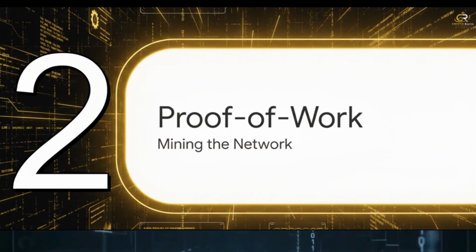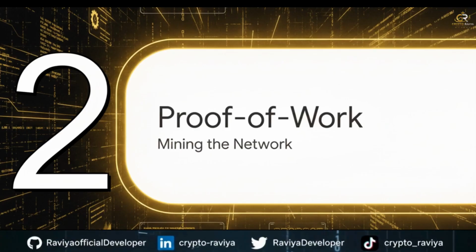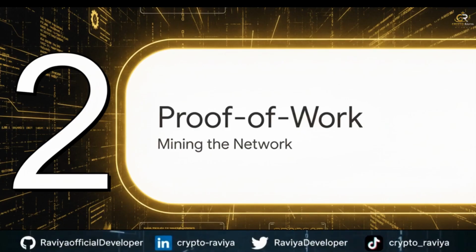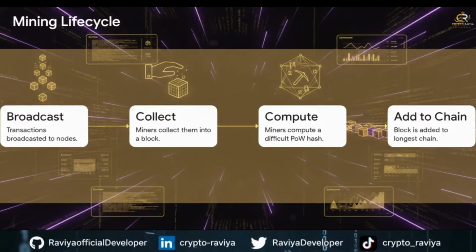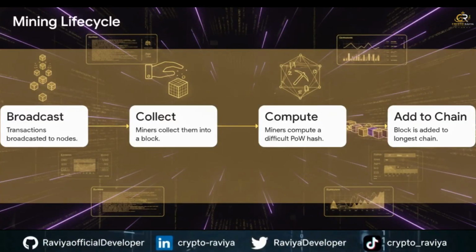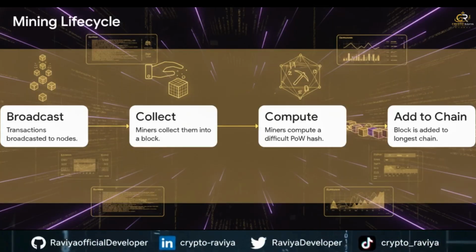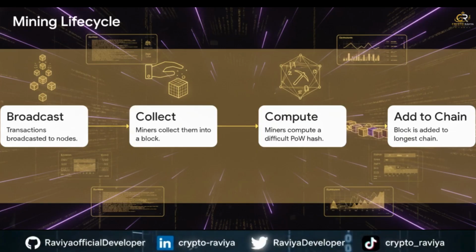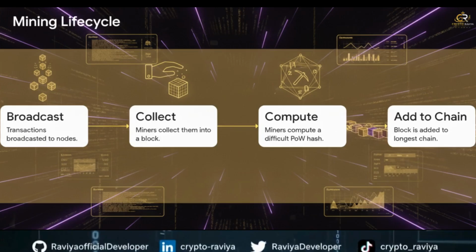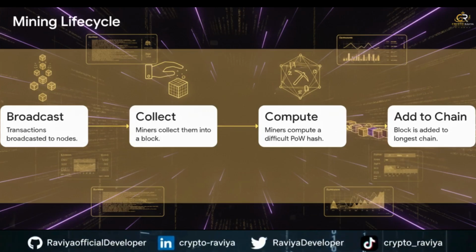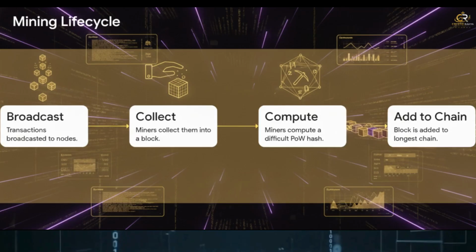And that takes us to section 2, proof of work and mining. We're peeling back the second layer now to look at the engine securing the network, which is fueled by pure energy and computation. So here's the step-by-step heartbeat of the whole network. First, new transactions are broadcast out to all the nodes. Then specialized participants, who we call miners, collect these transactions and bundle them into a block. Now, to lock that block into the official history, those miners have to compute an incredibly difficult proof-of-work math problem. Once it's solved, the block is broadcast and added to the longest chain.